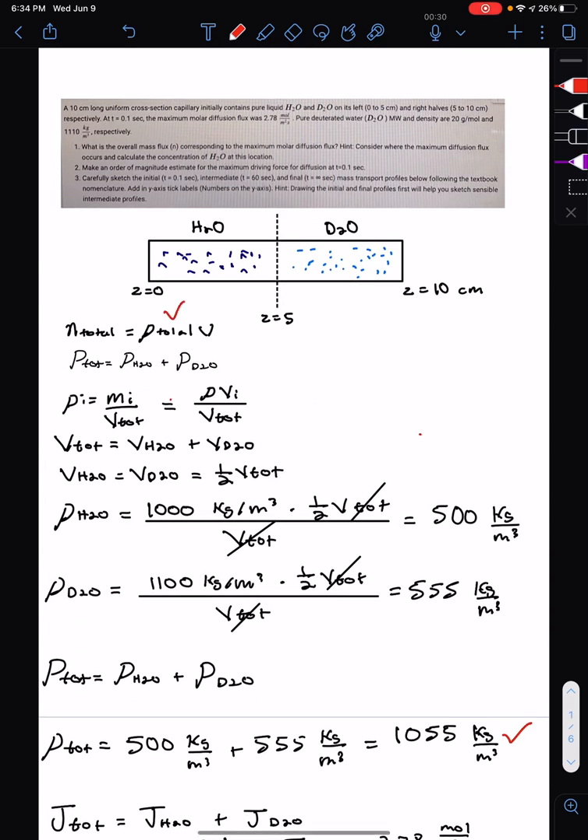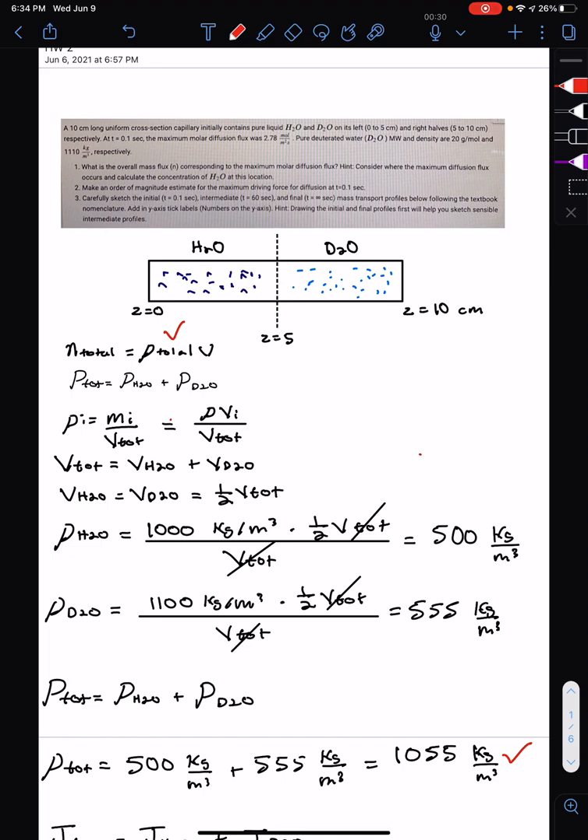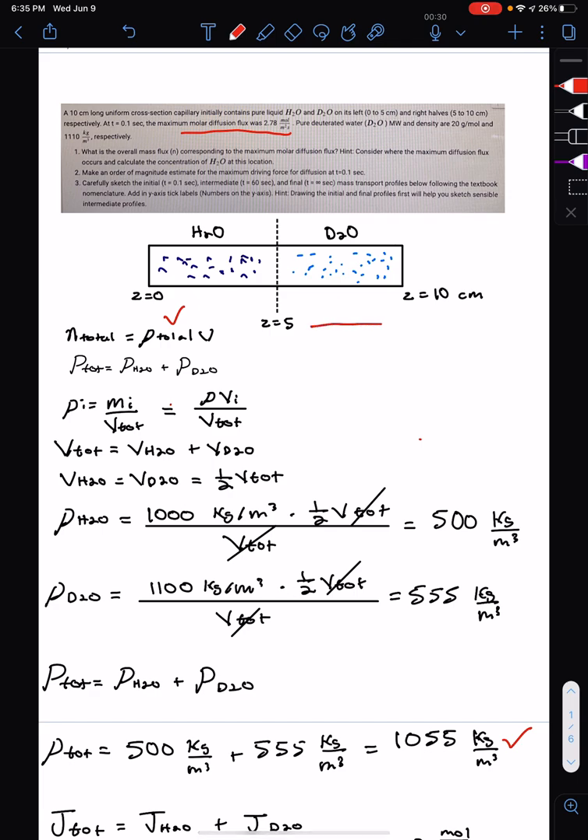Over here, we found this. But now we need to find the mass average velocity. And how are we going to do that? We do know that the maximum molar diffusion flux was 2.78 moles per meter squared per second. I'm sorry. Okay. And we also know that we're going to claim a direction. We're going to say it's going in the positive z direction. It's going in this direction. And since I said it's going in that direction, that means H2O is positive. D2O is going in the negative direction.